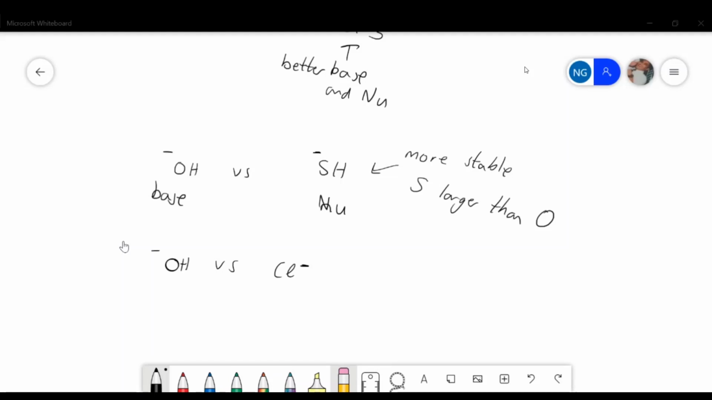Because in this case, the larger size contributes to two characteristics. The first is its ability to stabilize the charge, and the second is the electronegativity. The electronegativity contributes to its ability to act as a nucleophile, while its size affects its ability to stabilize the charge. So because of that, you get this contradictory thing actually happening.